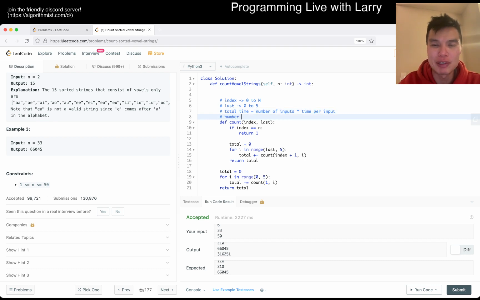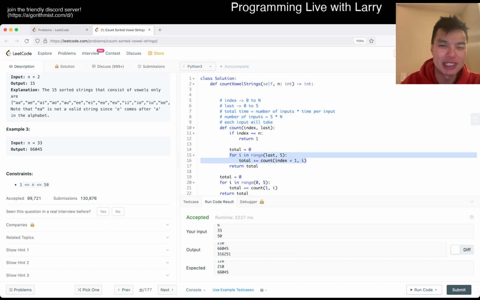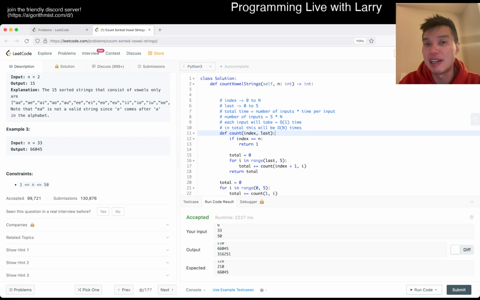And the number of inputs is equal to 5 times n, and each input will take at most 4 or 5 branching factors, so that's O of one time. So in total, this will be O of 5 times n, which is O of n. Of course, we have to actually do the caching, but that's logic that lets me go to the next step.